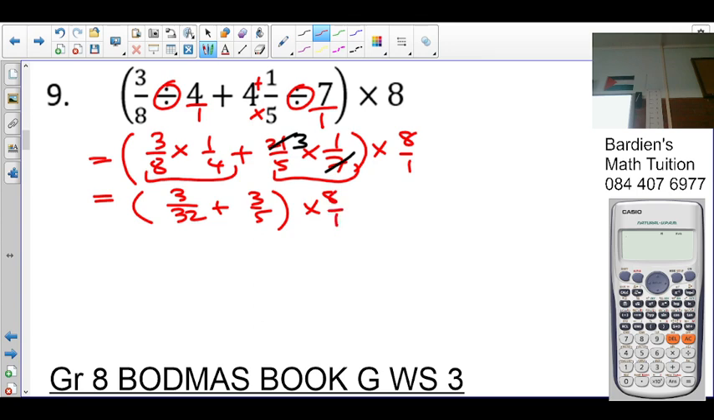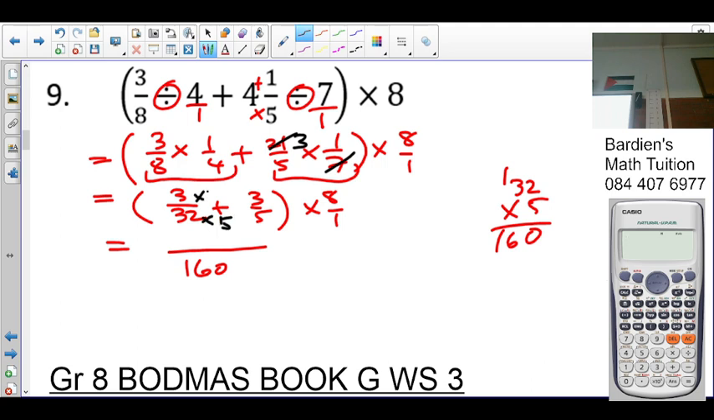times 8 over 1. What's your LCM here? A massive LCM, no? 5. So you are going in multiples of 32. So it's going to be basically 32 times 5, which is 10, carry 1, 15, 160. Don't think we had such a big LCM before, no? You times this by 5. Gives me 15. Timesing that by 32. It's going to give you 96 times 8 over 1.